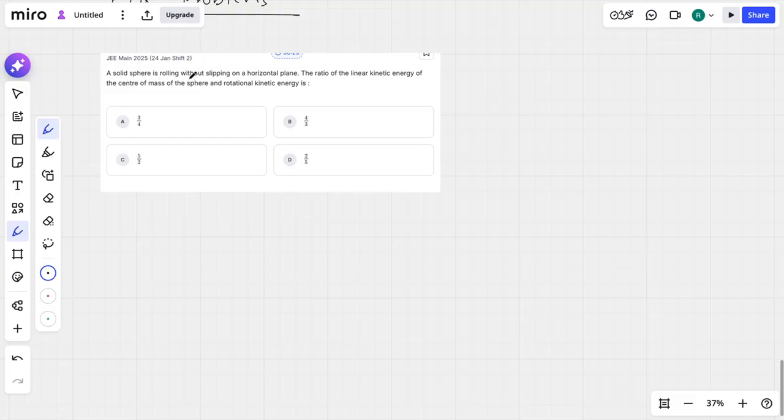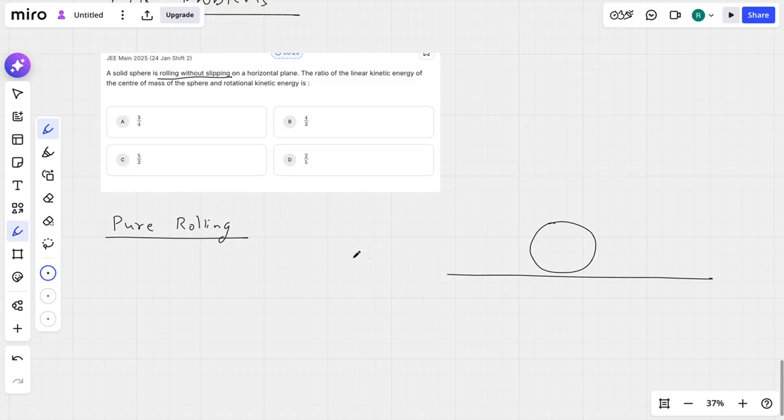A solid sphere is rolling without slipping on a horizontal plane. We are given a horizontal plane and a solid sphere which is rolling without slipping. If the problem says that it is rolling without slipping, it basically says that this is a case of pure rolling motion. We have to understand it. Okay, now let's move ahead.